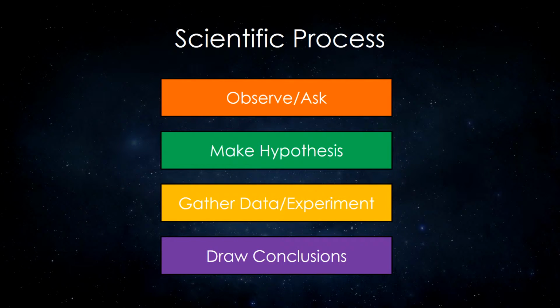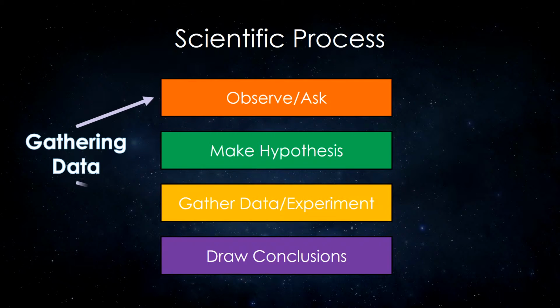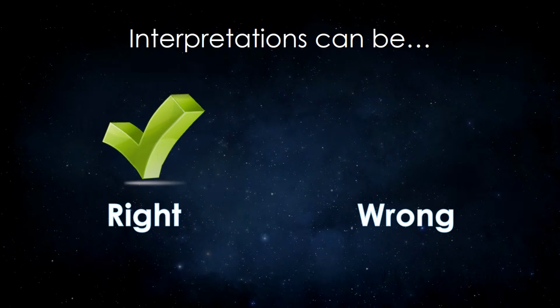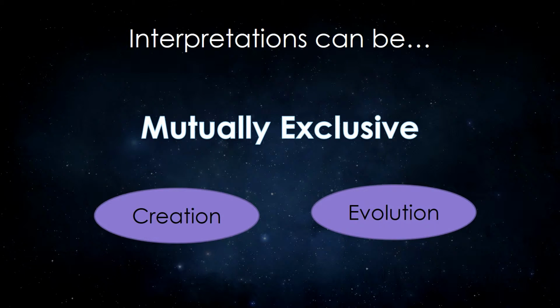Data is important at two places in the scientific process: the data you notice to begin with, and the data you gather as you experiment. Interpretations are important at two places as well. The hypothesis you make is kind of like a preliminary interpretation, and the conclusions you draw at the end are interpretations. Interpretations can be right, or they can be wrong. And sometimes different interpretations are mutually exclusive, which means that they both can't be true at the same time.